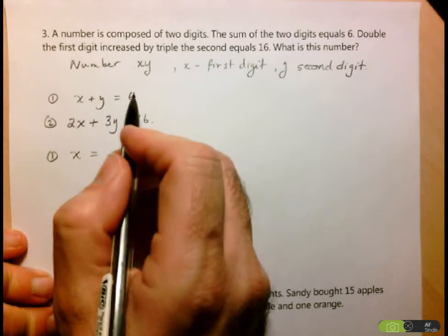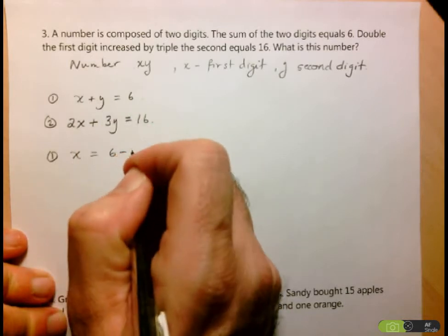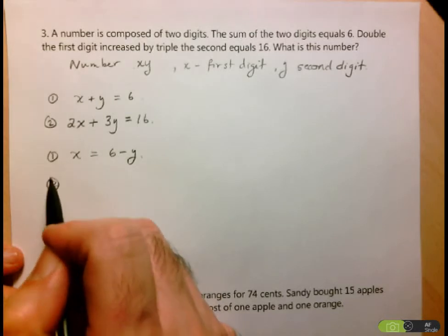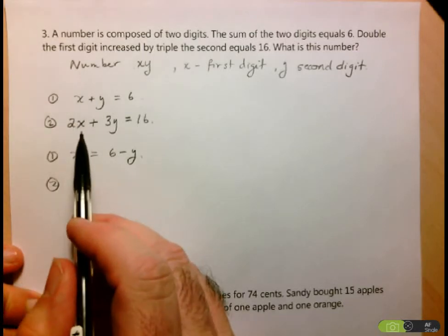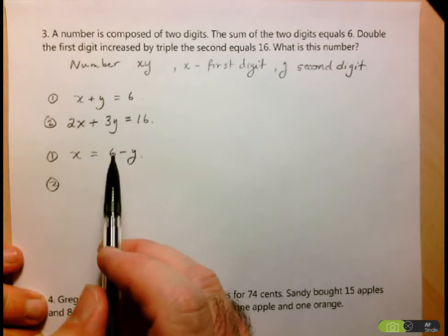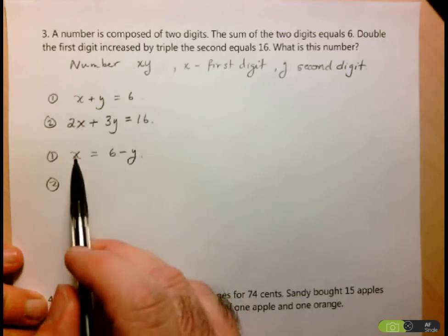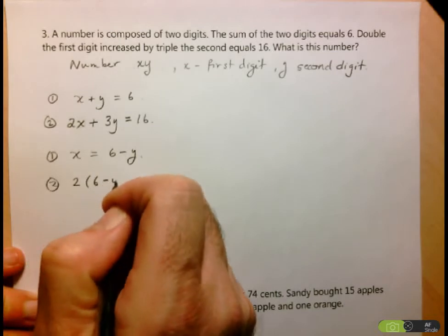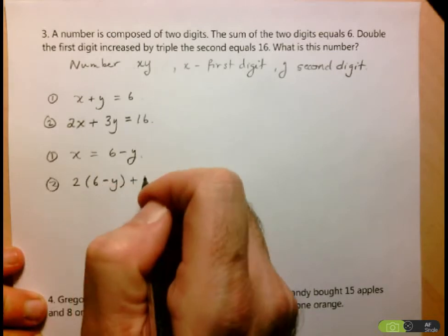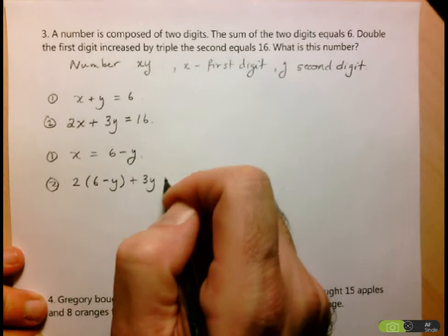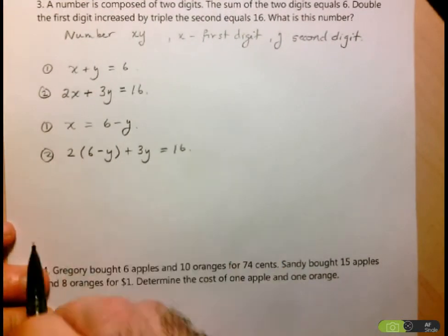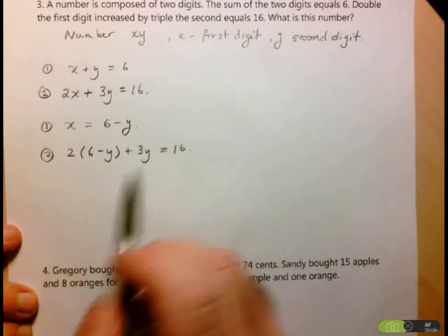So I bring y to the other side, so x becomes 6 minus y. Now I'm going to take the other equation, and wherever I see x in that equation, I'm going to replace it by 6 minus y, since that's what x is equal to. So 2 times (6 minus y) plus 3y is equal to 16. As usual, what we want is an equation that has only one variable. So let's solve this equation.